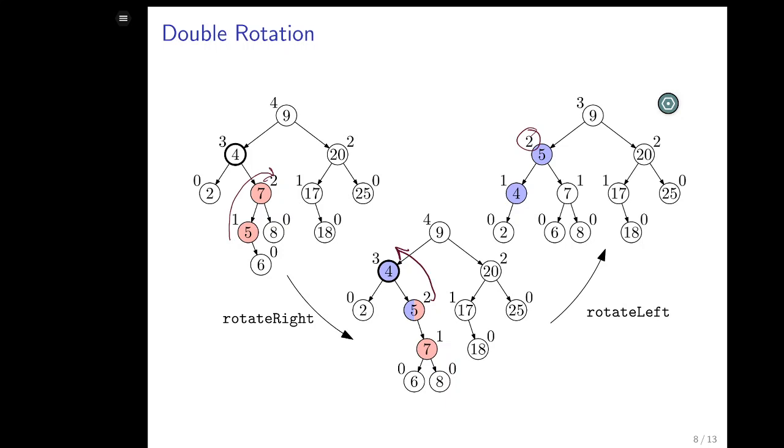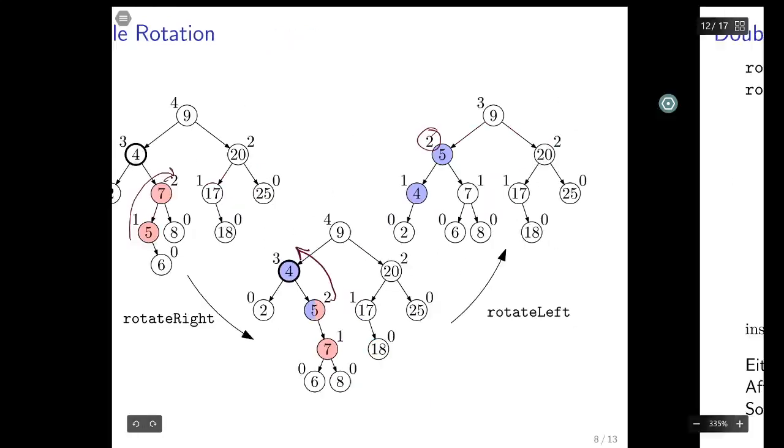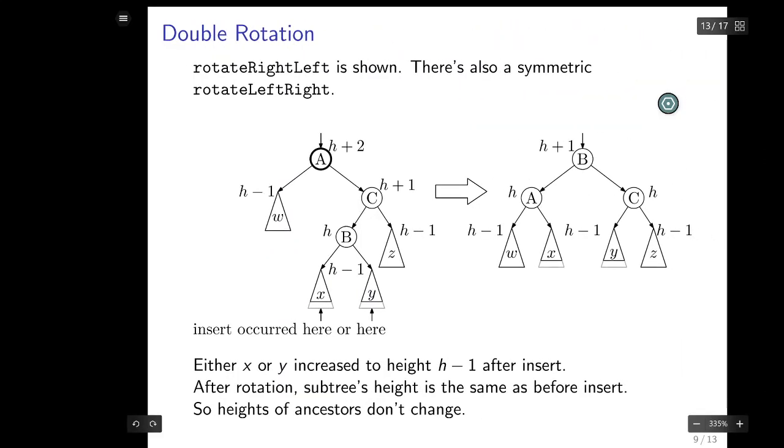Now you're thinking, what about triple rotations? That's the great part. That's why they got their name on it, because that's all. There's only single rotations and double rotations. That's all you have to worry about. I'll show you this picture for this guy. So this is what double rotation does. It takes this tree that looks like this, and it restructures it to look like this.